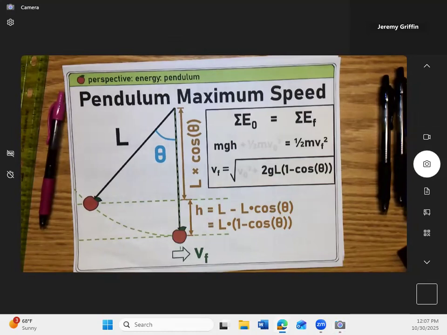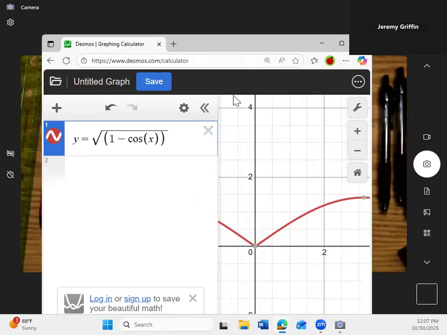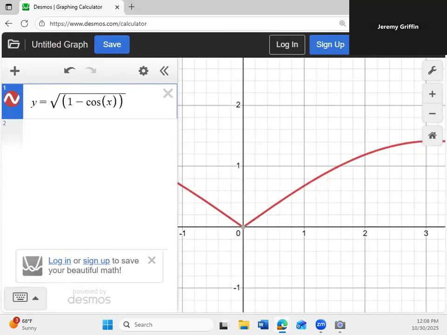Actually, you know what? I did that already, just to save a little time. You guys see I typed right here? I type y equals, and I get the square root of 1 minus cosine x, like that. And so, guys, I'm predicting.